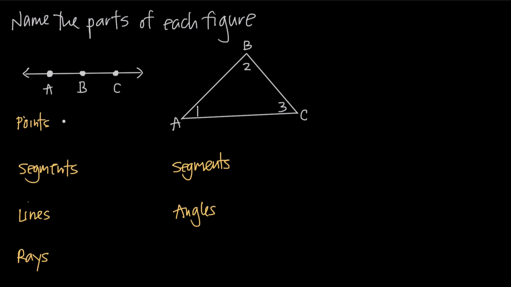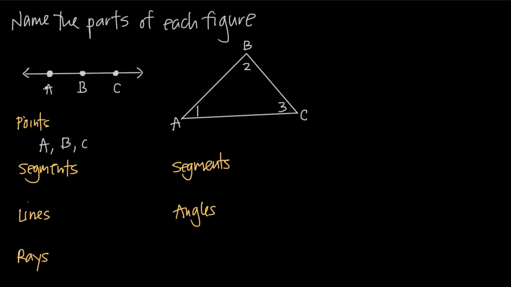So let's first talk about the points. The points on this line are A, B, and C. So we would identify the points as A, B, and C. And remember that a point is just a single spot. It's a single point in space. It doesn't have any width to it or distance. It's just a single point or a single spot, and we indicate it with a dot like this.